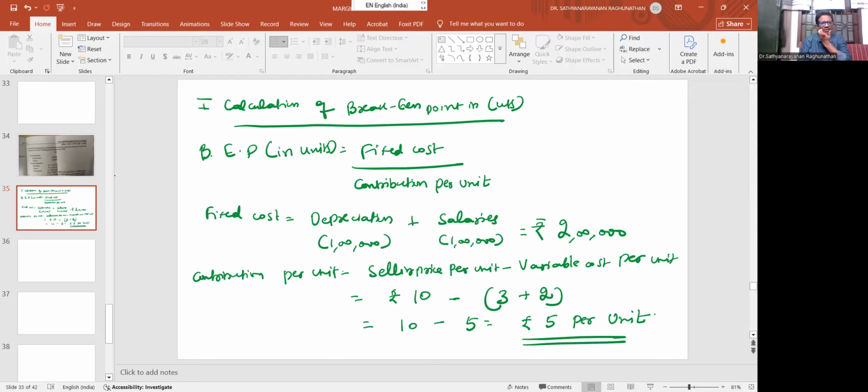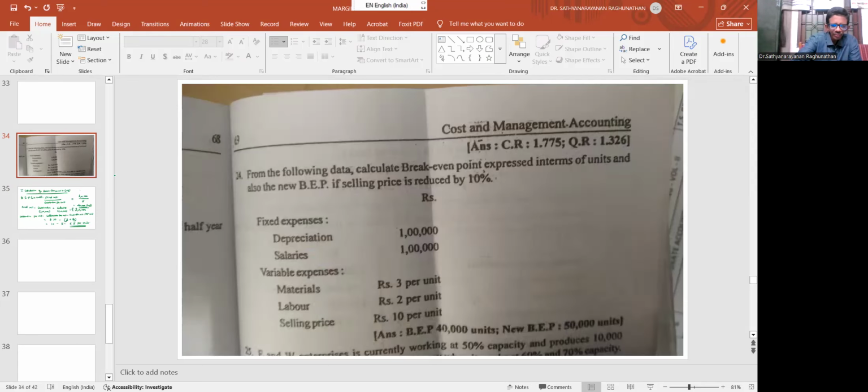Understood? Now, substitute here. Fixed cost that we have calculated divided by 5. Break-even point in units, 2 lakhs by 5, 40,000 units. Break-even point in units, 40,000 units. So this is the old break-even point.